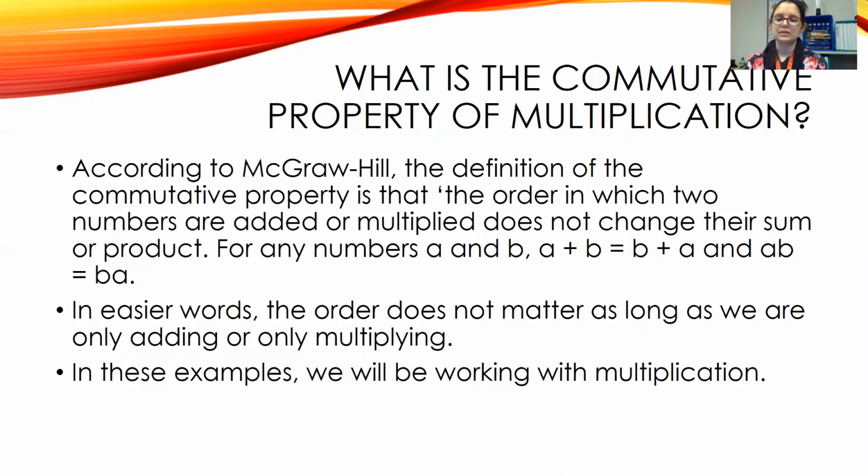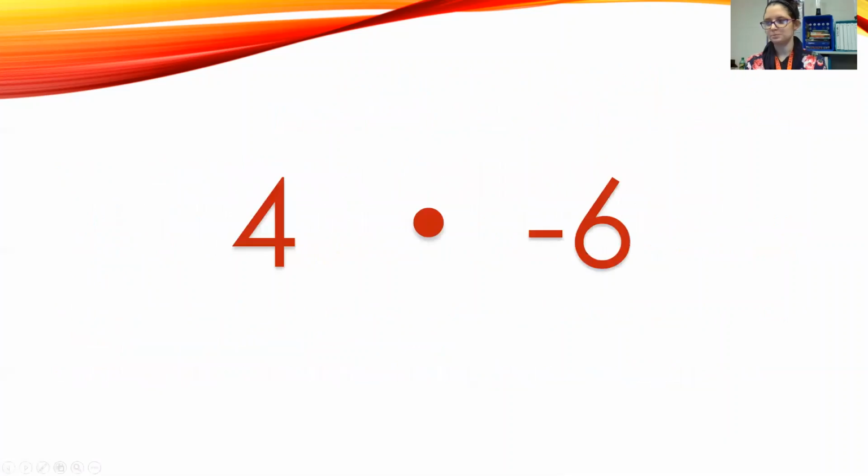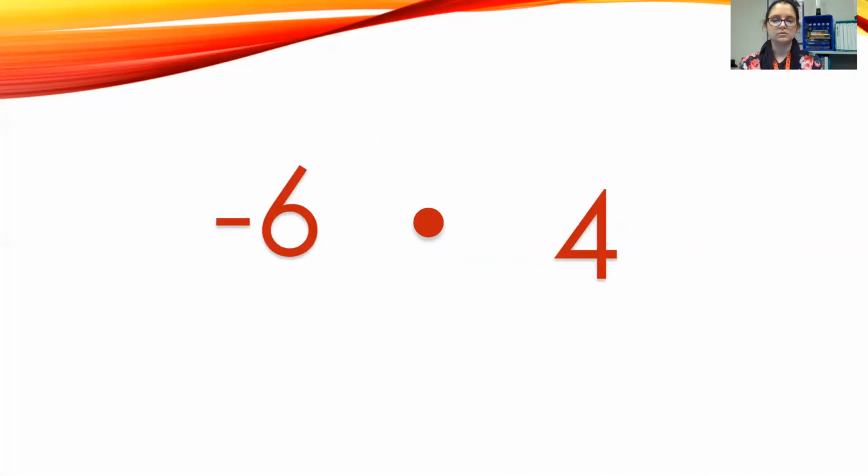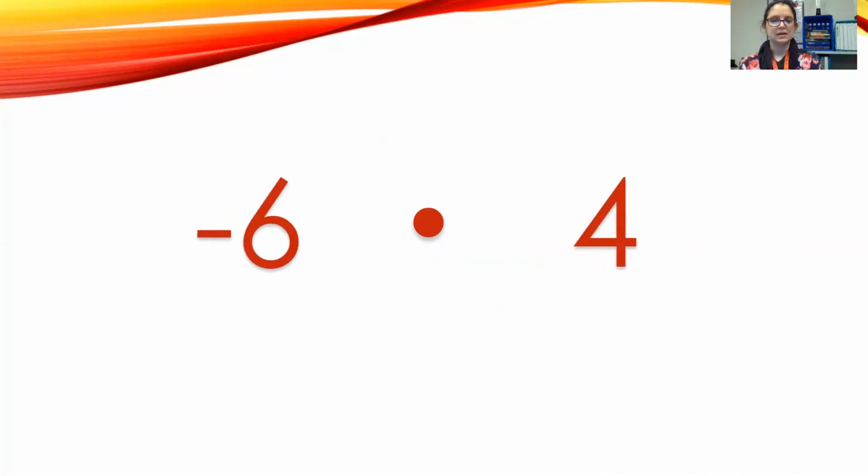And that means that the order does not matter as long as we are only adding or only multiplying. So in the next examples, we will be looking at only multiplication. So here's 4 times -6, and according to the commutative property of multiplication, the order doesn't matter. We can say 4 times -6, or we can swap or commute our numbers and say -6 times 4. This will give us the same answer. Now let's look at a few examples that will be slightly more complex than this one.